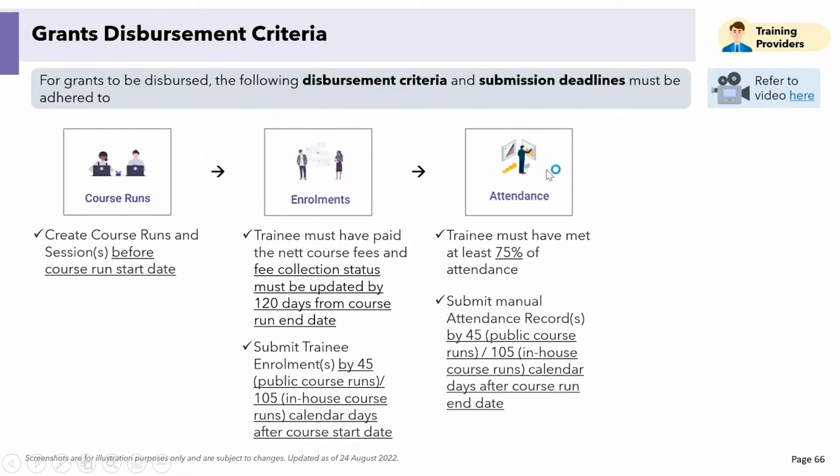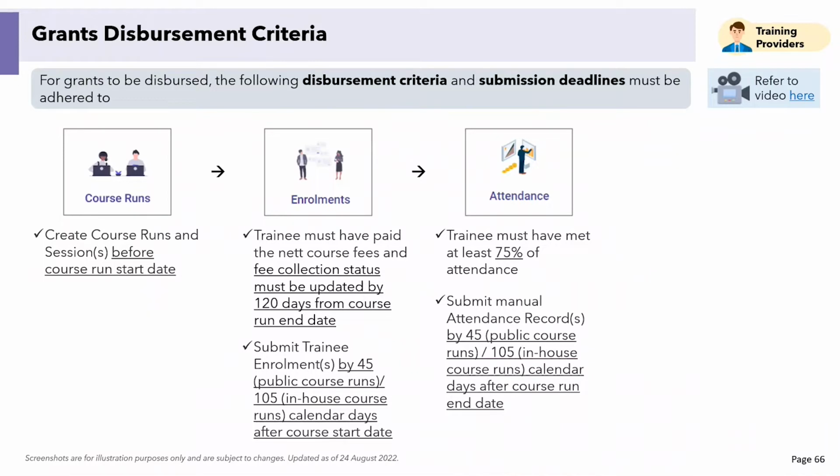Next is attendance. They need to make sure that the trainees have met at least 75% of attendance. If they do not meet 75%, then this pre-disbursement criteria is considered to not have been met and the grant will not be disbursed. For attendance records, there is a method for them to do digital attendance taking, which automatically syncs, and TPs don't have to upload anything else.